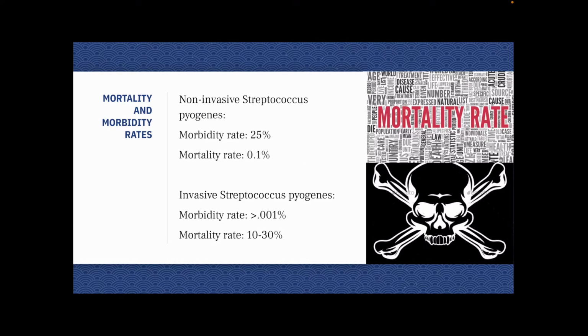Mortality and morbidity rates. Streptococcus pyogenes results in a wide variety of diseases, from severe invasive infections to mild superficial infections of the throat or skin. Non-invasive Streptococcus pyogenes has a morbidity rate of approximately 25% and a mortality rate of 0.1%. On the other hand, invasive Streptococcus pyogenes has a morbidity rate of less than 0.001% and a mortality rate that ranges from 10 to 30%.